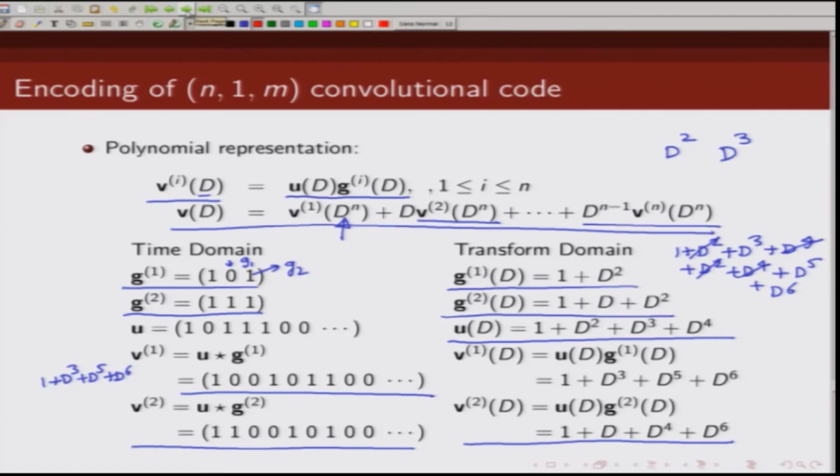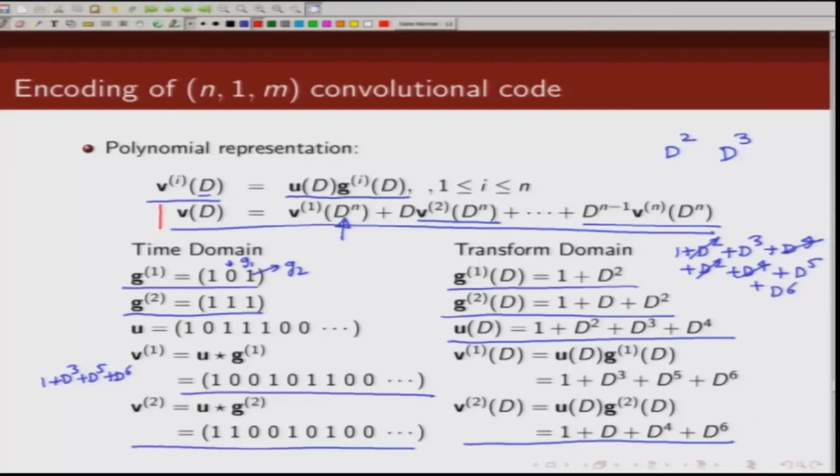If you combine this, consider this combined output sequence, there are n coded sequences V1, V2, V3, Vn. The first sequence we just take V1 D to the power n, second is V2 D to the power n, third is V3 D to the power n, and then each one of them is delayed by 1. So this is no delay, this is delay of 1, delay of 2, and this is delay of n minus 1. So the overall code sequence will be given by this expression.